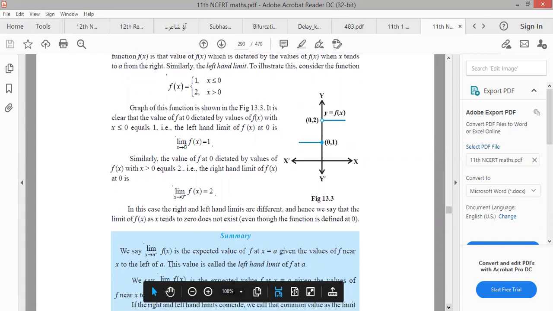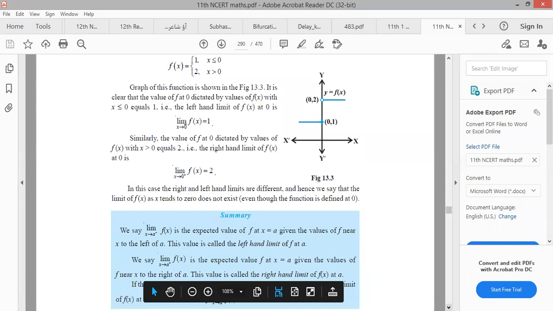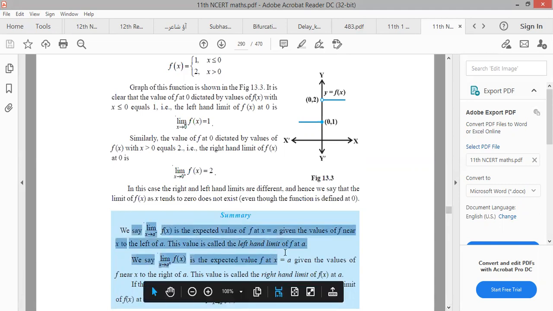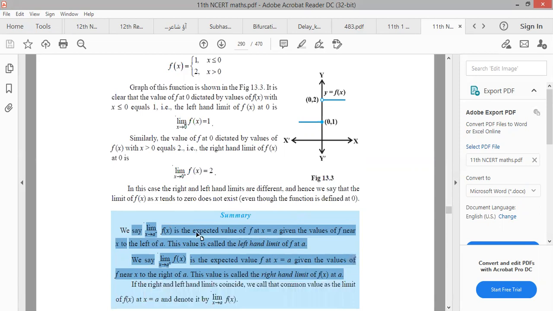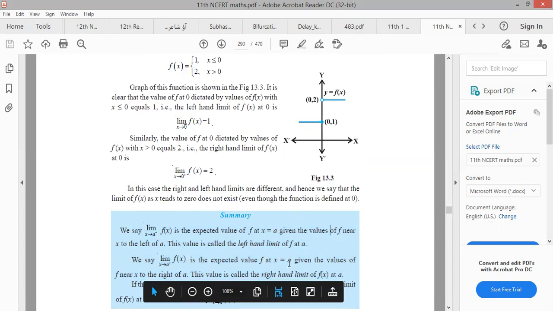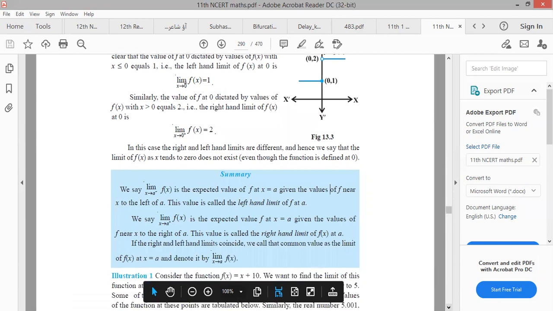So here in your mathematics class 11th, as per your syllabus, we have two approaches. One approach is the left hand limit and the other is the right hand limit. The left hand limit is to approach the given value x is equal to a from the left of a. If we approach x is equal to a from the right, then this is called the right hand limit of f of x at a.